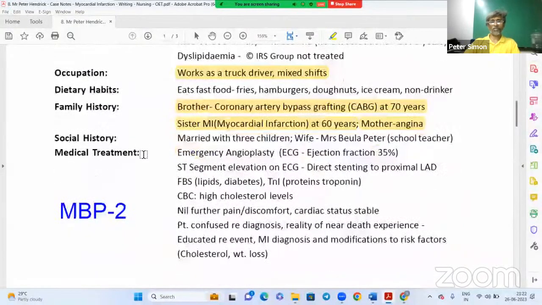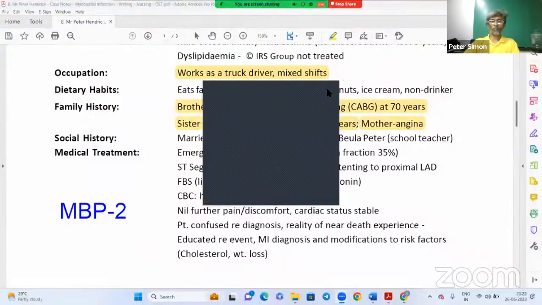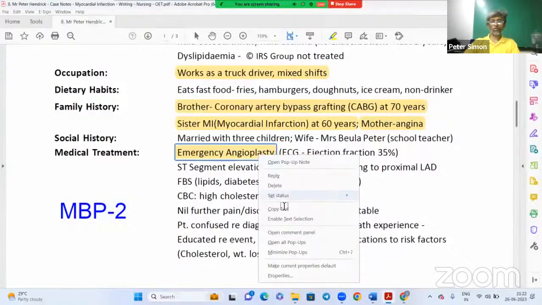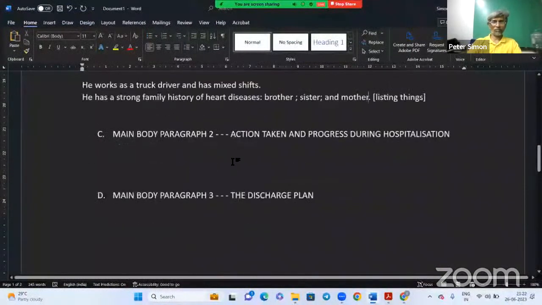Then medical treatment. You can write about the medical treatment. So now let us see one by one sentence in the second paragraph. Emergency angioplasty. So you can take this point. How are we going to write this? Main body paragraph 2.